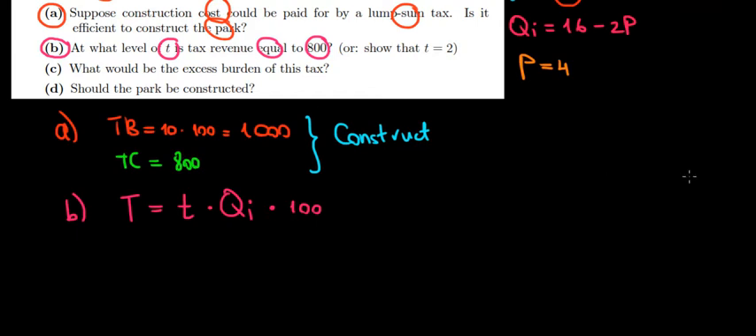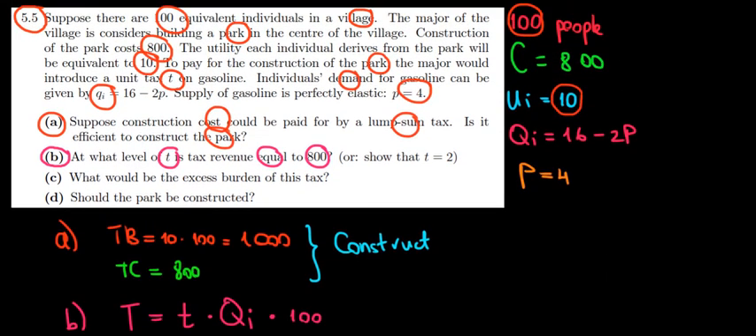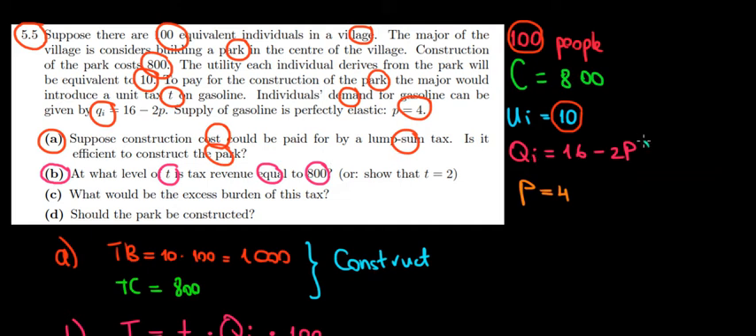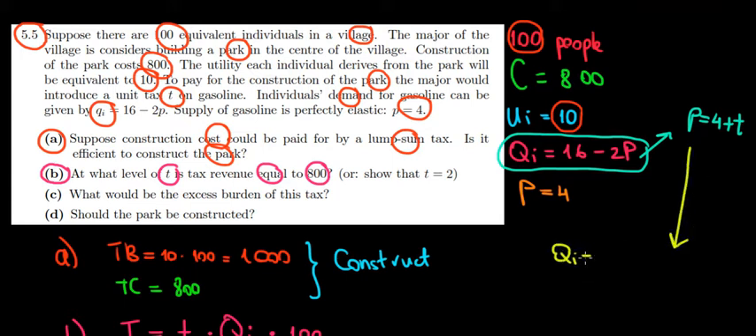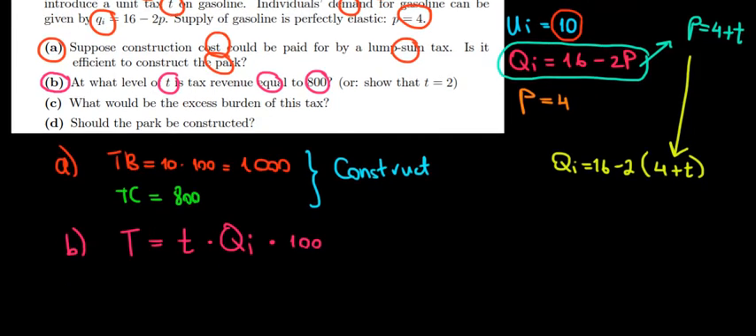And the quantity consumed by every individual depends on the price. We have this function over here. This is the quantity consumed by every individual, but what happens now is that the price of the gasoline increases by the tax. So our new price is going to be equal to 4 euros plus the tax. Now, with that said, we can calculate the quantity that the individual is going to consume. So the quantity would be equal to 16 minus 2 times the new price, and the new price is 4 plus t.